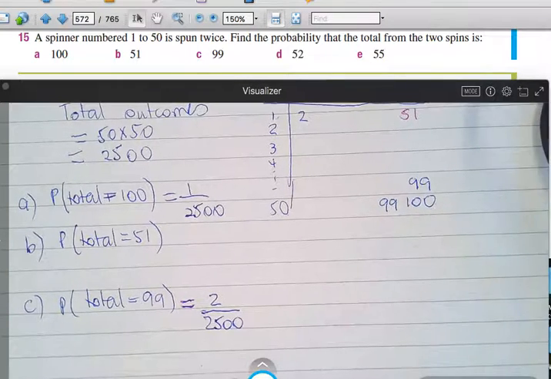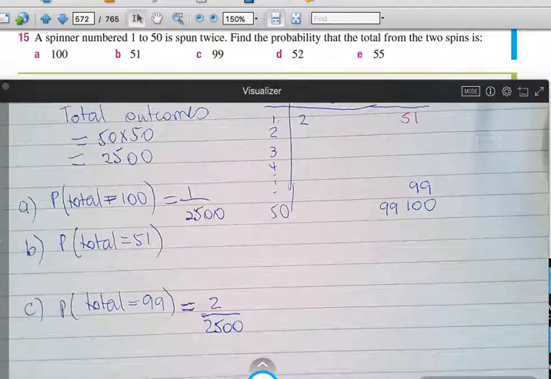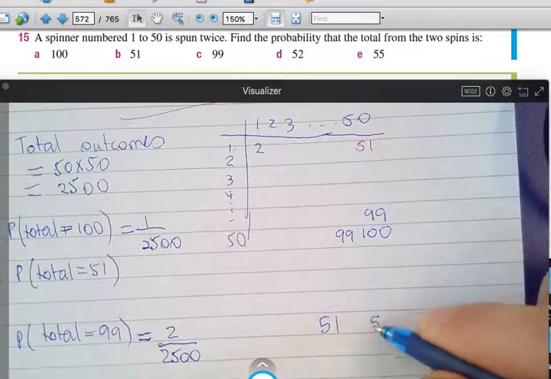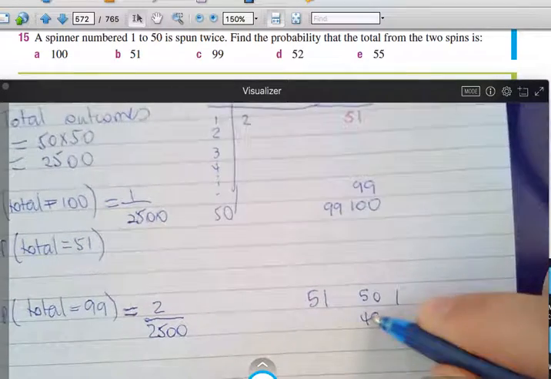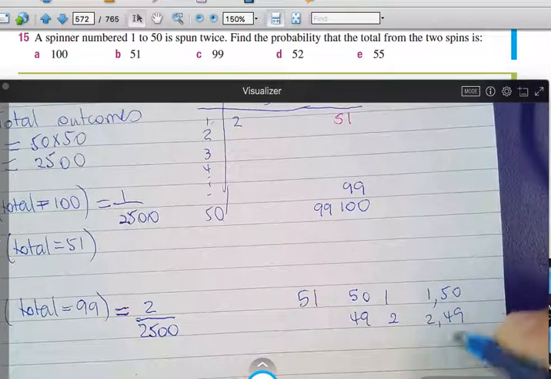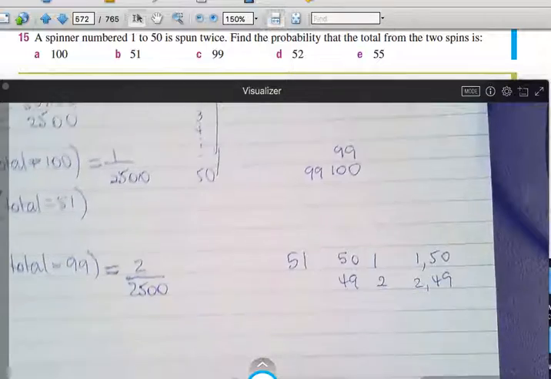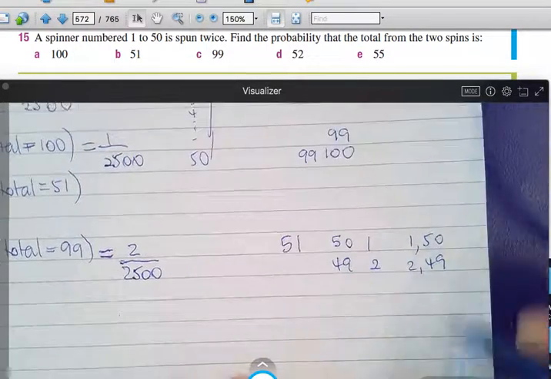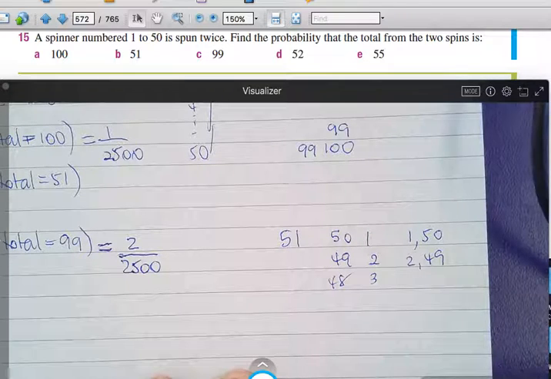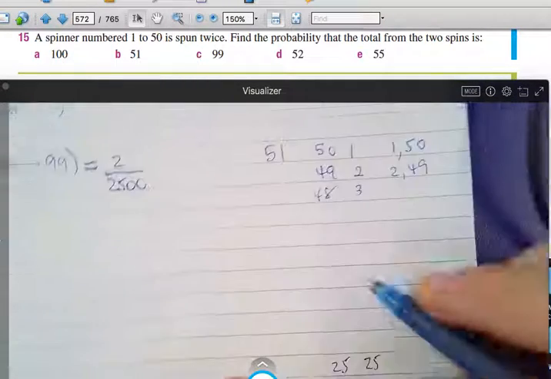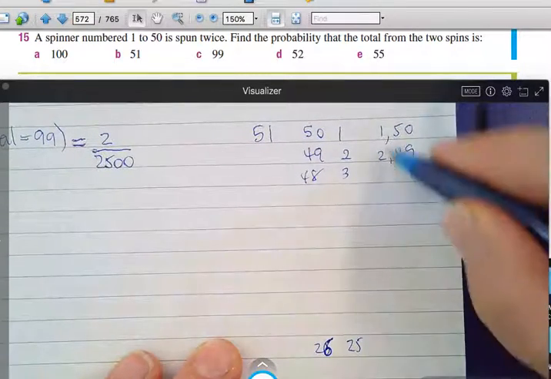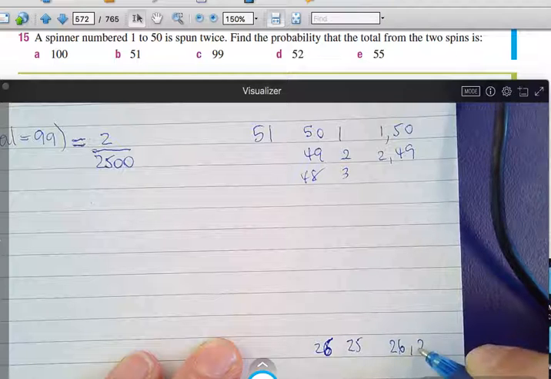All right, now a total of 51. You tell me how you can do it. 50 and a 1. Keep going. 49 and a 2. But couldn't we swap them around? 1 and 50, 2 and 49. So how many numbers to get to the even? Wouldn't you go to 25? Can't you go 48 and 3? Keep going. You'd stop at 25 and 25, wouldn't you? Oh, no, no, no. You'd stop at 25 and 26. Yes or no? And here you'd stop at 26 and 25.